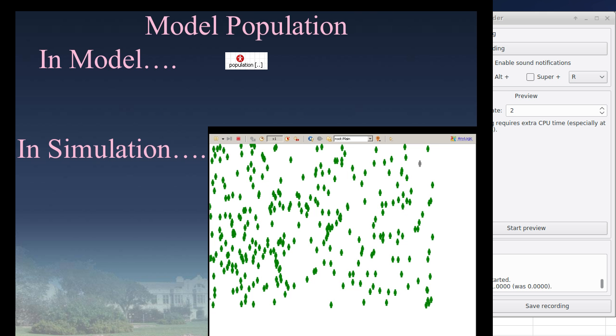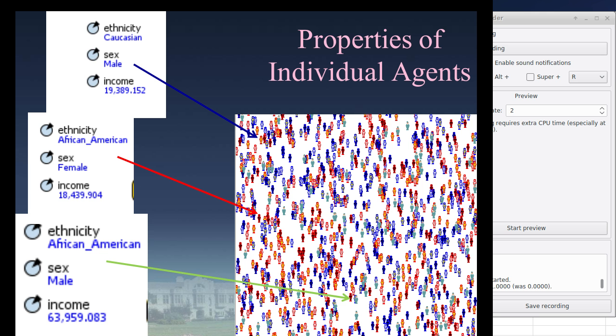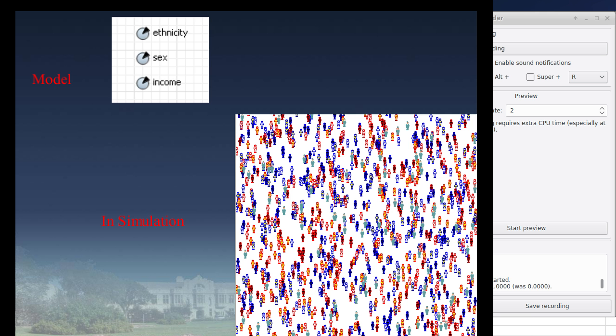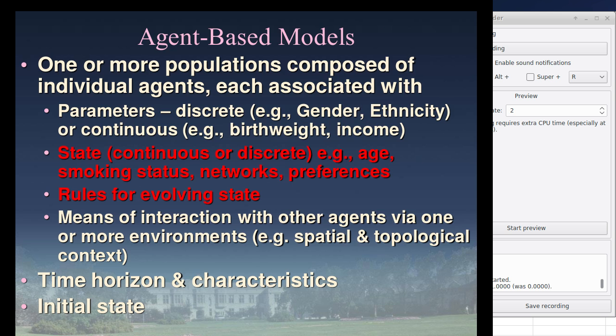Okay, so we'll have the model population. Each of these might be a person, right? And each of them might be associated with parameters, ethnicity, sex, and income, for example. Each of those, this is the model. And in the simulation, we'll have each of those people having a particular ethnicity, a particular sex, a particular income. So this is kind of our theory of personhood, says that people have a certain ethnicity, sex, and income, and because of that theory of personhood, a particular person has particular values for each of those characteristics.